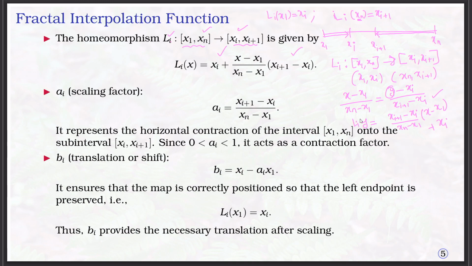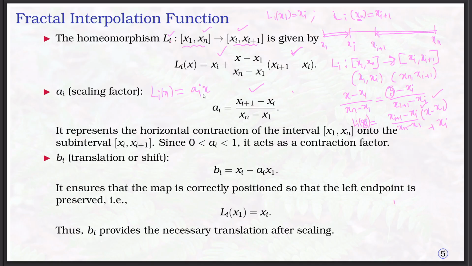So, this we can call Li of x, because it is just the line joining two points. It is just compressing this element to here and this element to here. Then by using this one can construct the mapping Li from the whole interval to the subinterval. In which, if you take ai as this one, (xi plus 1 minus xi) over (xn minus x1), then one can get Li of x in the form of ai x plus bi.